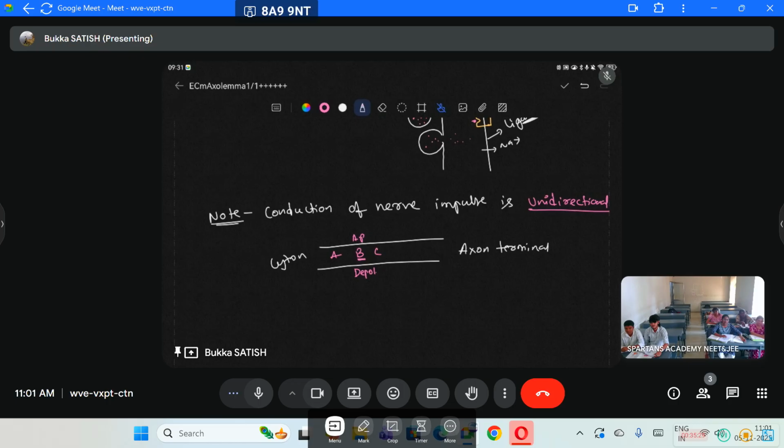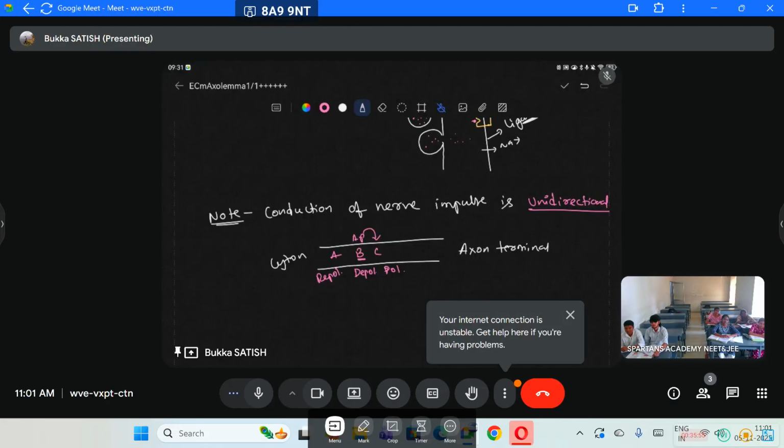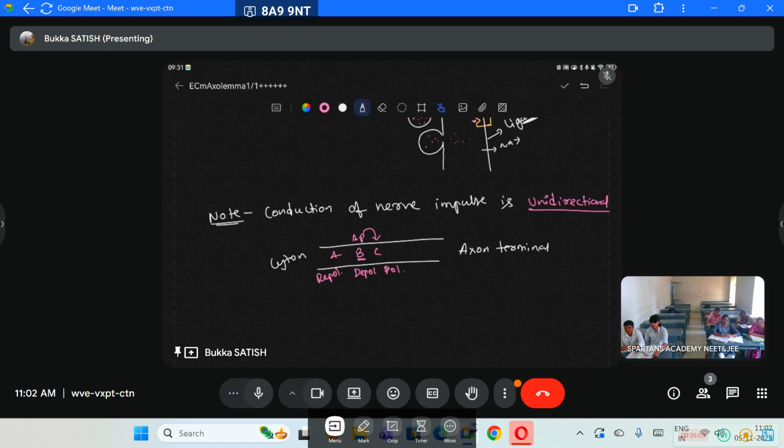From B, the action potential is passed to A or C. It will be passed to C, not back to A, right? A is in the repolarized condition, and C is in the polarized condition. Technically speaking, repolarized and polarized conditions are the same, the only thing is it is once again polarized. This one is already in the polarized condition. So both are in the polarized condition only.